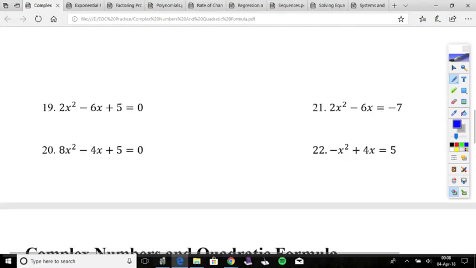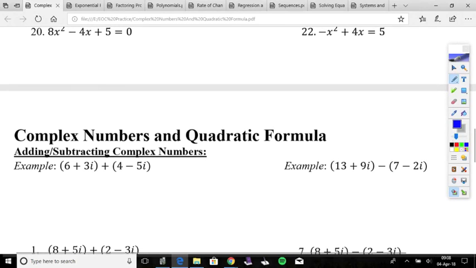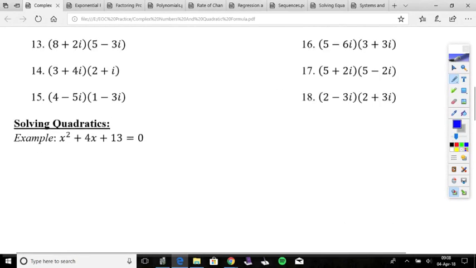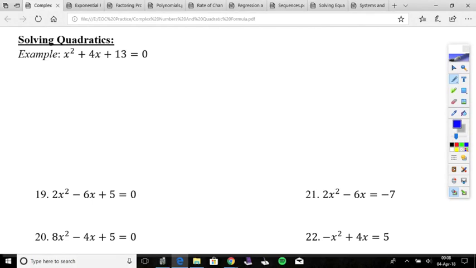All right, now solving quadratics. Anyway, solving quadratics. So this is just basically using the quadratic formula.